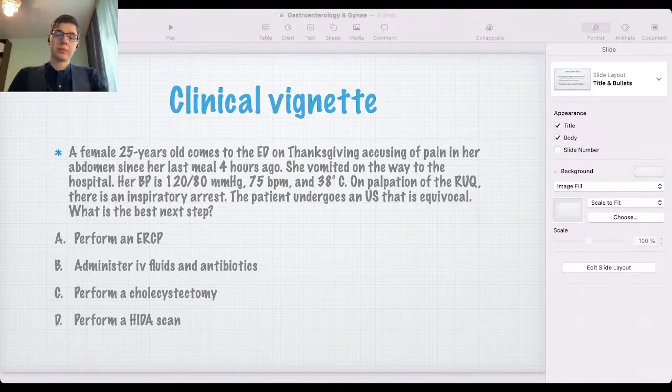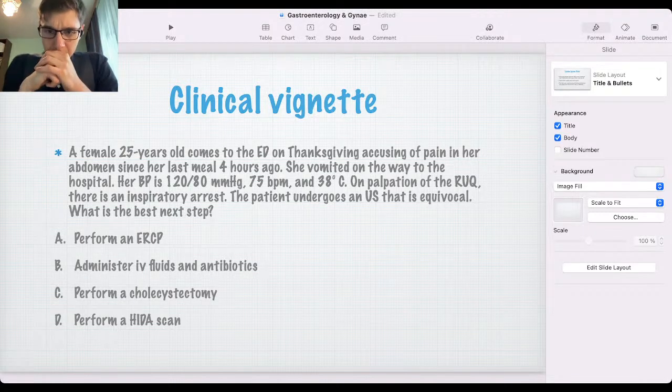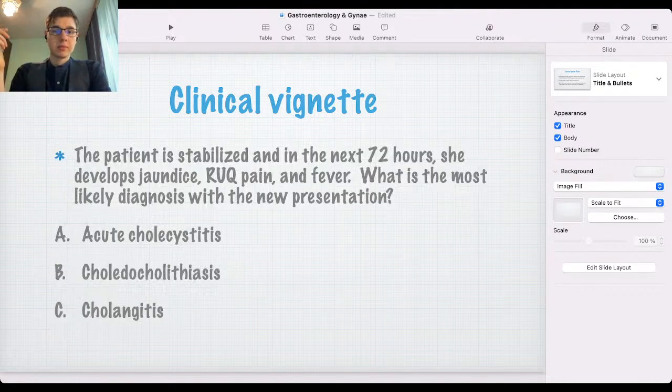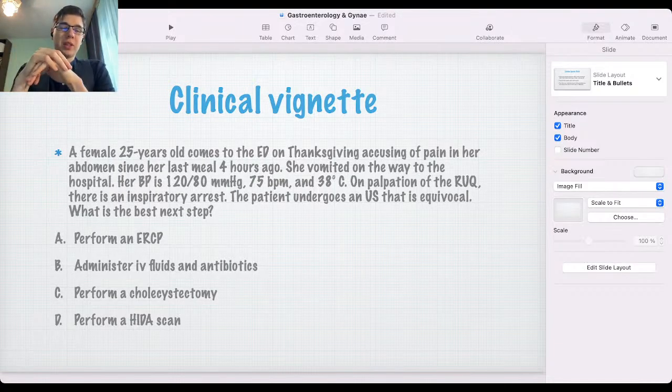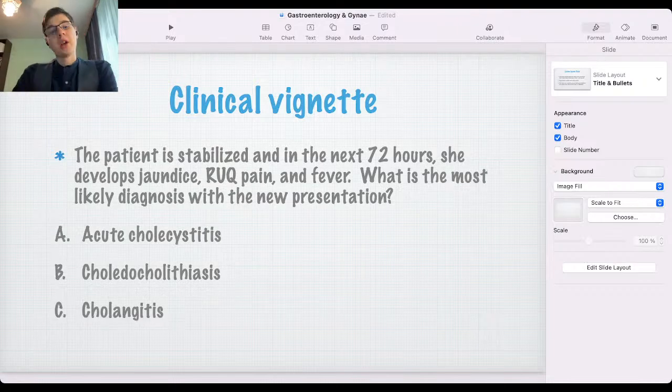Okay, so the reasoning here is that the patient has... before we delve into the reasoning, let's go to the second question. Since these are NBME type questions, they come in the exam one after the other. So the patient is stabilized, and in the next 72 hours she develops jaundice, right upper quadrant pain, and fever. What is the most likely diagnosis with the new presentation? Acute cholecystitis, choledocholithiasis, or cholangitis?